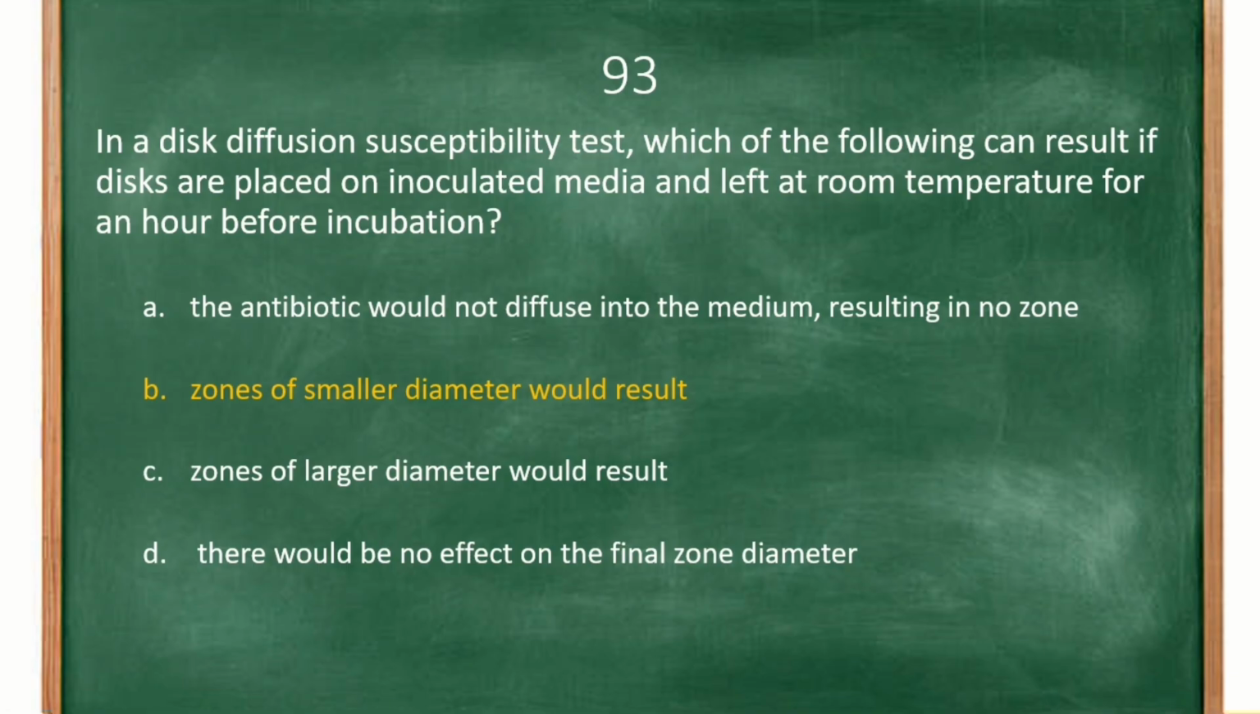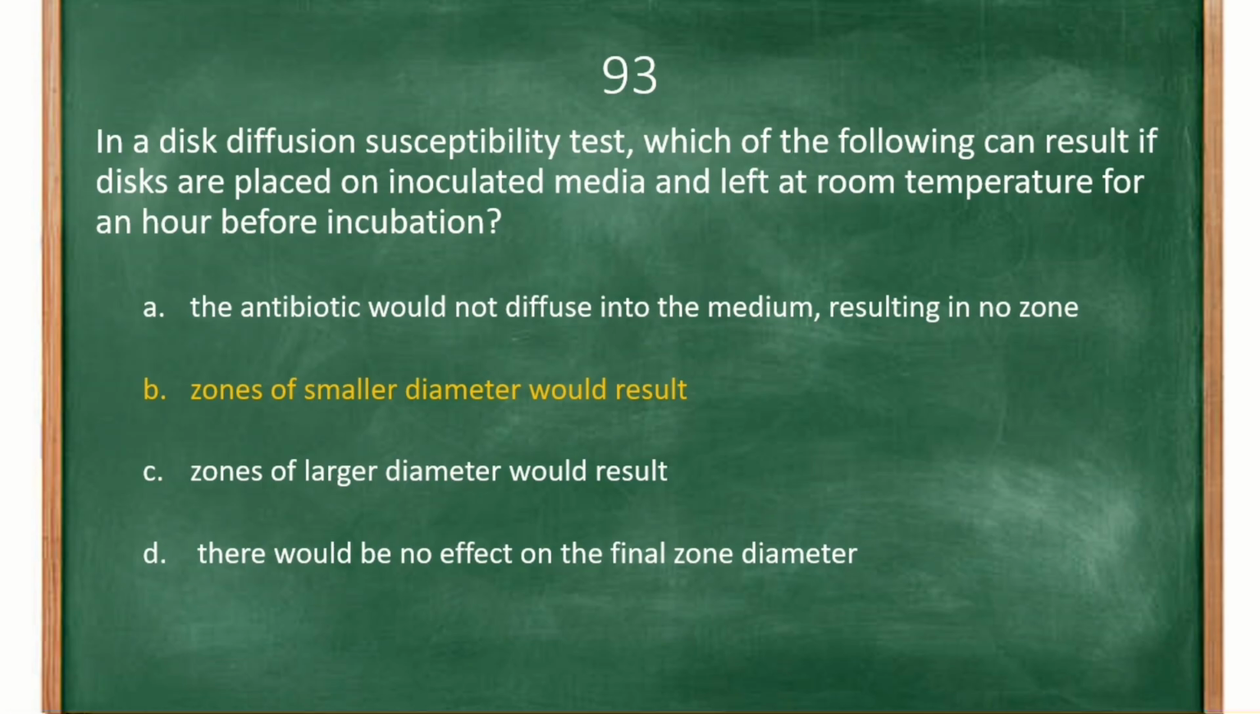And the reason is that with this Kirby-Bauer method, it's crucial that the antibiotic disc is placed on the inoculated agar plate and then incubated promptly. If the disc is left at room temperature for an extended period, the antibiotic will begin to diffuse into the medium prematurely and unevenly. This can lead to a reduced concentration of the antibiotic at the disc edge, which will then result in a smaller zone of inhibition when the plate is finally incubated.